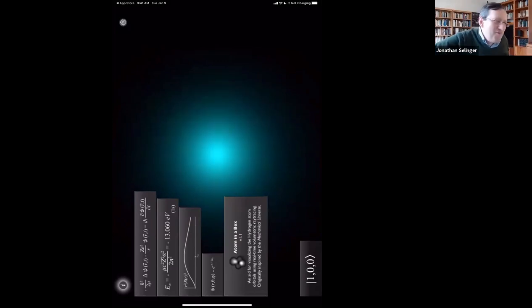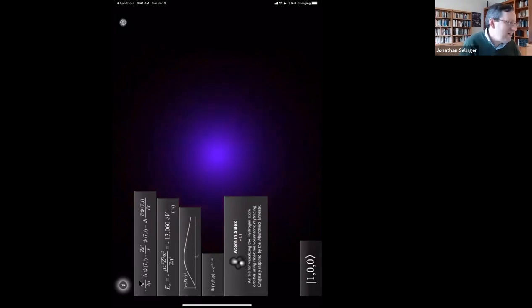What's going wrong with my screen? Well, anyway, what are the things that it shows you? You can see it shows you Schrödinger's equation, and so it is solving Schrödinger's equation here. Do you see my mouse pointing to things? Yeah, okay.